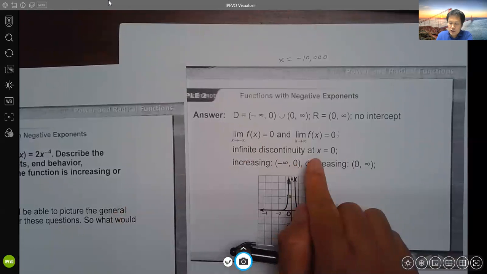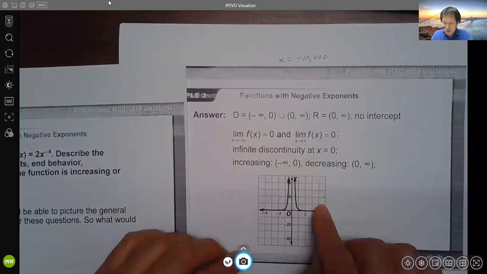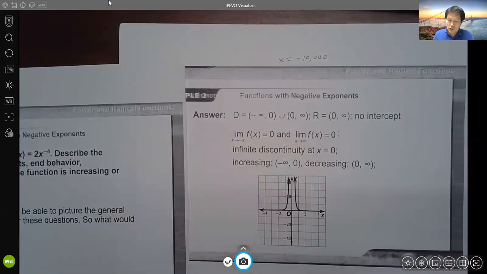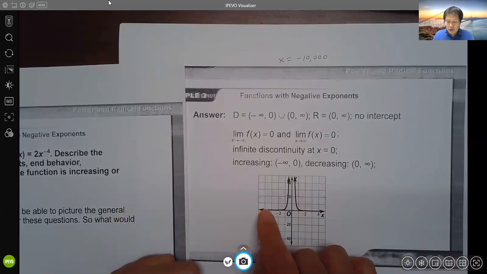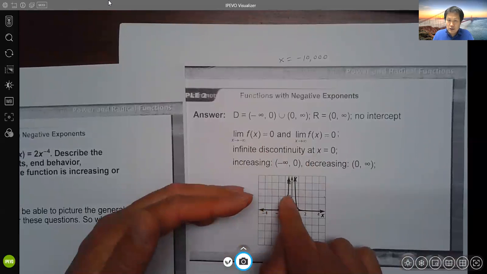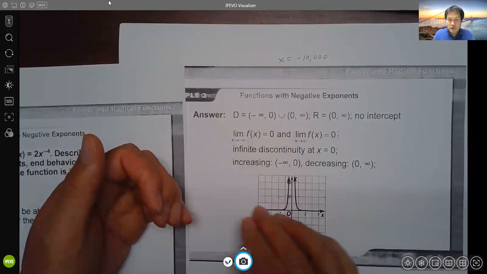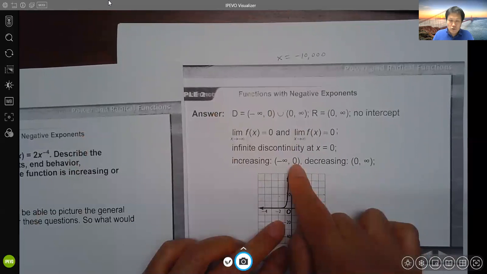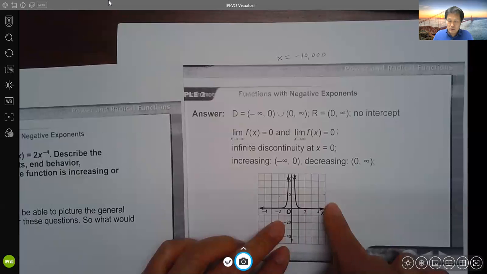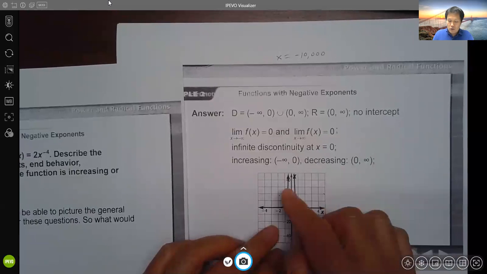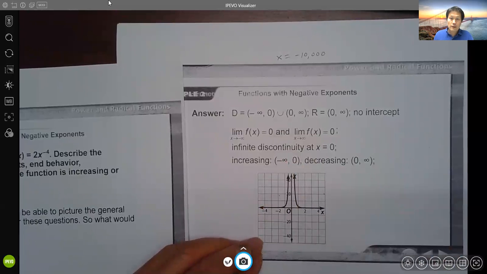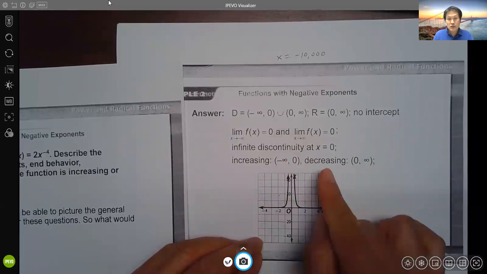So left hand, right hand, both end behaviors approach 0. Infinite discontinuity at x equals 0. It's not connected here at x equals 0, and this kind of discontinuity is infinite discontinuity. Increasing: as you go to the right, left-hand side is all increasing, minus infinity to 0, increasing. Right-hand side, as you go to the right, it's all decreasing. So this is increasing, this is decreasing. So 0 comma infinity is decreasing.